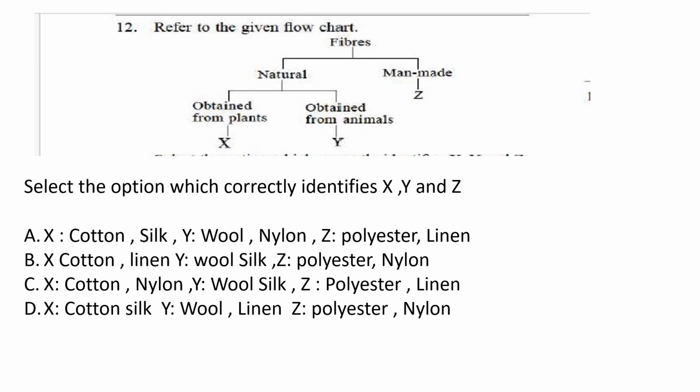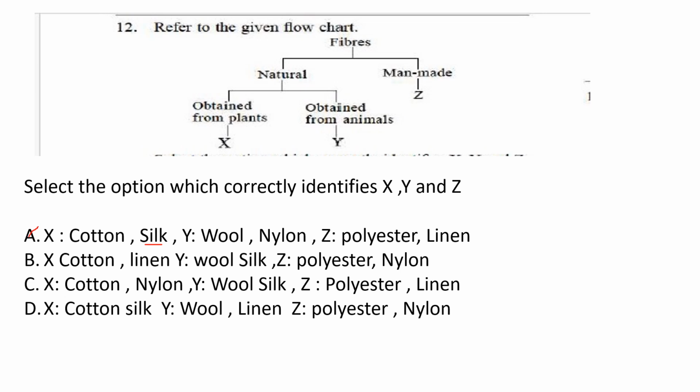Question number 12. Refer to the given flowchart. Fibers, natural and man-made. Natural fiber obtained from plant X, obtained from animal Y, and man-made is Z. Select the option which correctly identifies X, Y, and Z. In option A, X is cotton and silk. Silk is not a fiber obtained from plant, so option A is incorrect.